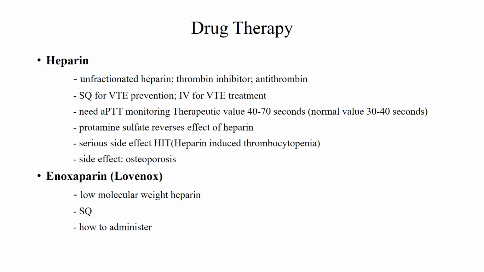So to continue with drug therapy for venous thromboembolism is heparin. So heparin is classified as an unfractionated heparin. It acts as a thrombin inhibitor, so it inhibits blood clots. It is given as a subcutaneous injection for venous thromboembolism prevention, and it's given IV for venous thromboembolism treatment.